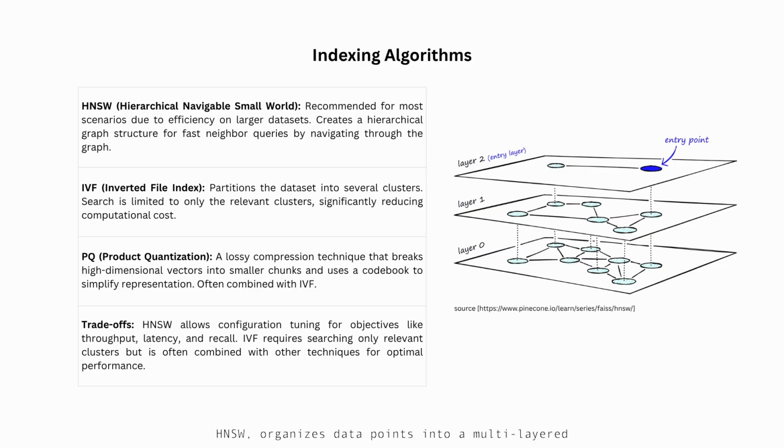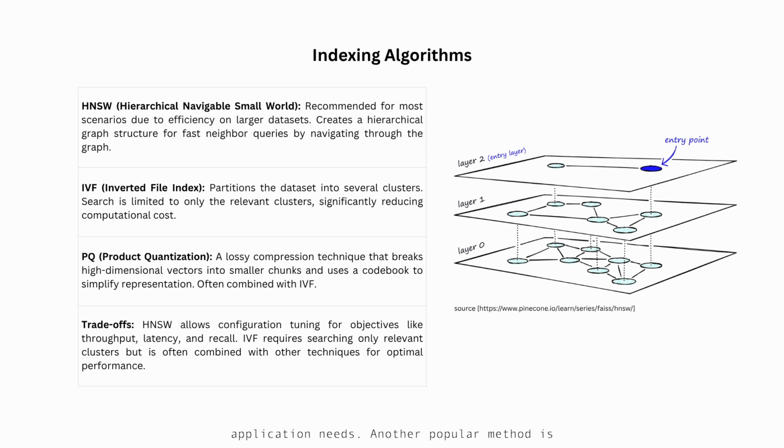During indexing, HNSW organizes data points into a multi-layered hierarchical graph structure. When querying, the engine quickly navigates this graph, moving between layers from coarse connections to finer details, which strikes a powerful balance between accuracy and speed. You can even tune parameters in HNSW to prioritize latency or recall depending on your application needs.